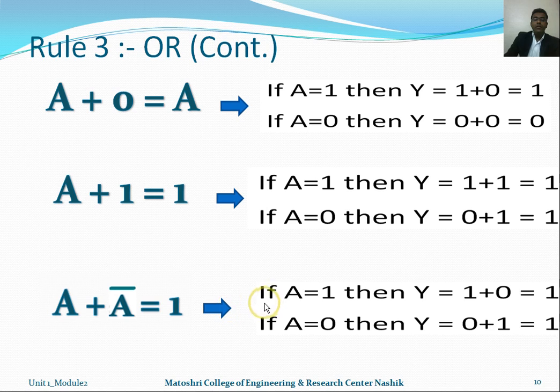So if we put the value A as 1, then obviously the output is 1 OR with 0, since the complement of 1 is 0. So 1 OR with 0 gives output 1. If the A value is 0, then A complement becomes 1, and 0 ORing with 1 gives 1. So output Y is 1 in both cases, whatever the value of A, either 1 or 0.